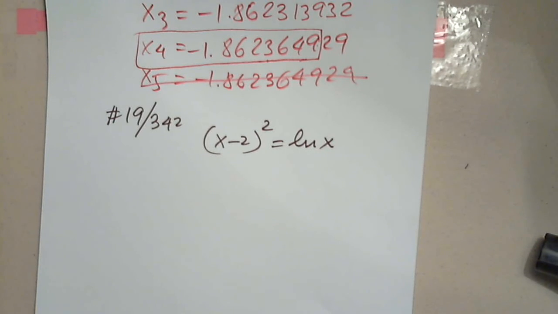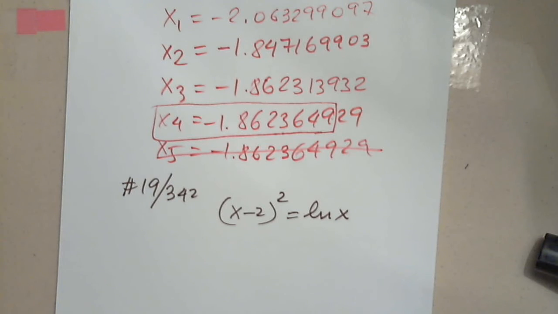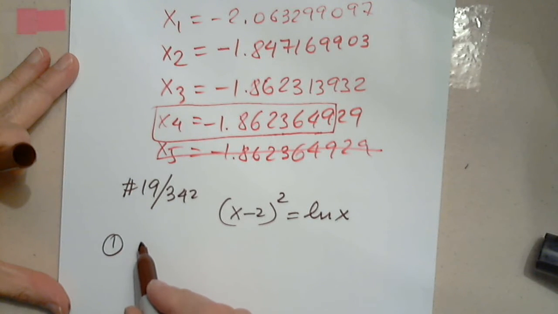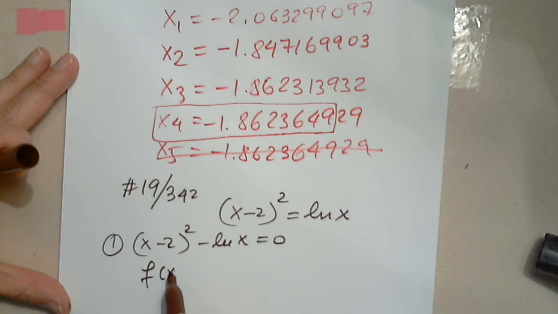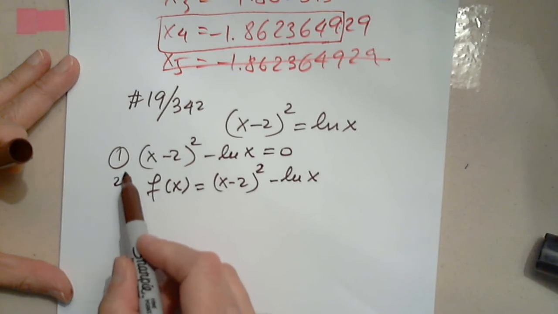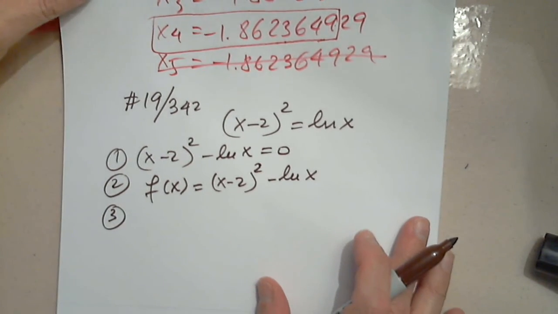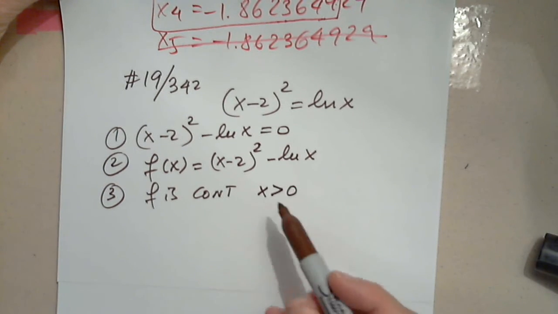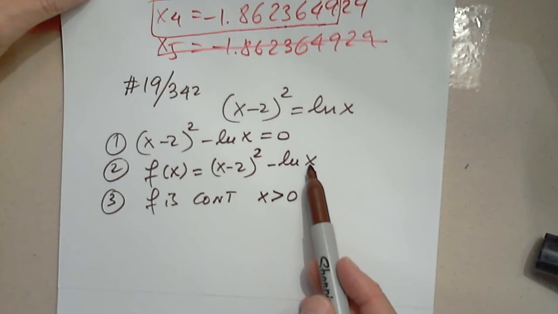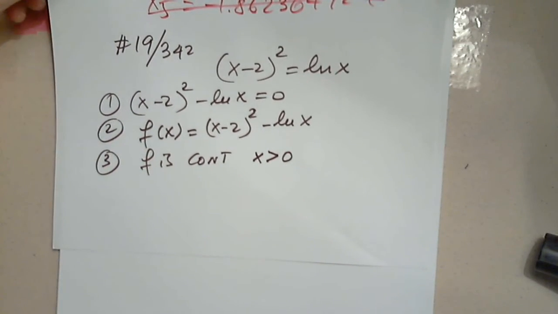Again, the first step requires us to find or create a function. If we don't have a function, then we cannot go through the steps. So step number 1, I write that (x − 2)² − ln x = 0. I determine that the function is (x − 2)² − ln x. And in step number 3, I say that the function is continuous for x greater than 0. This is continuous everywhere, but this is defined only to the right of 0. So careful with that.